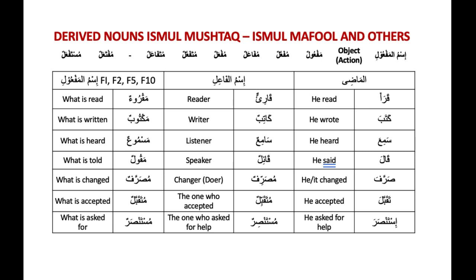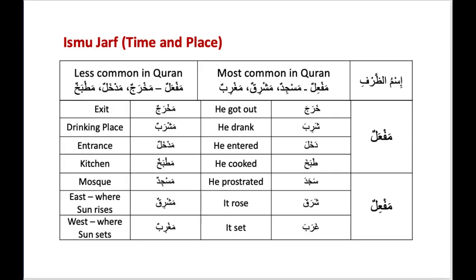Example of form 10 verb, istansara, he asked for help. Ismul fa'il, mustansirun, the one who asked for help. MashaAllah.